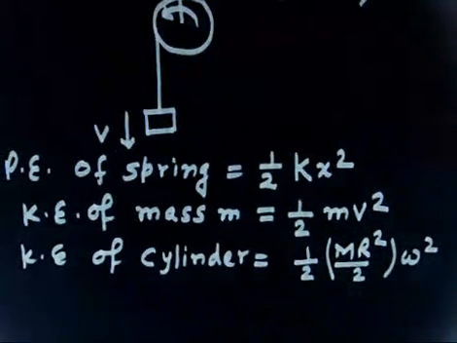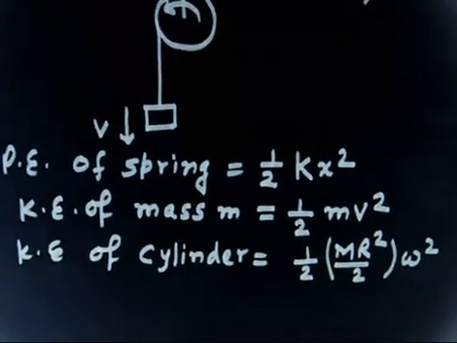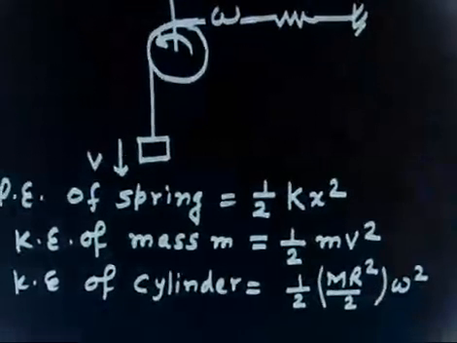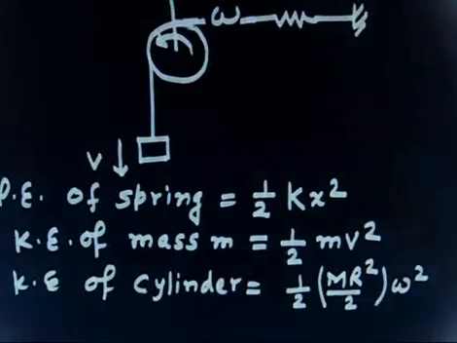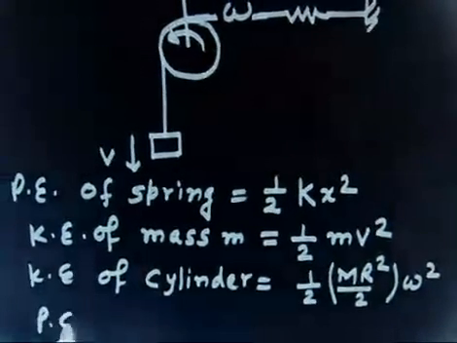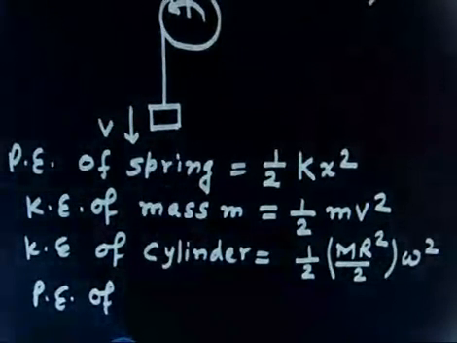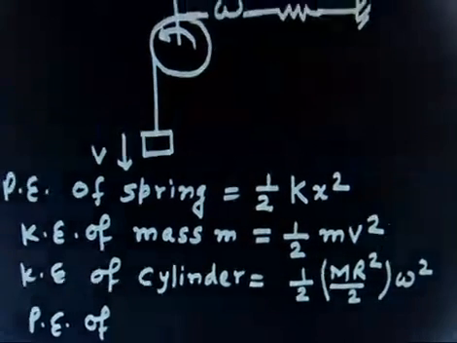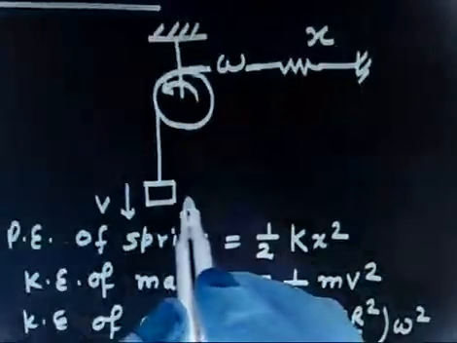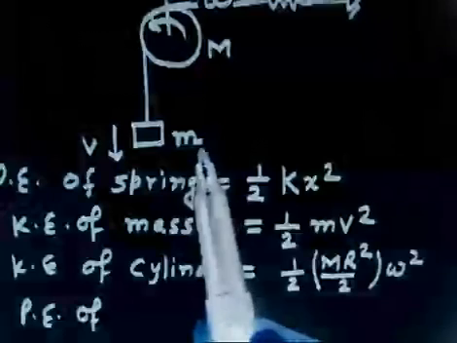Do we have to write any other energy? Let us think. Do we have any other energy? Can we have potential energy of mass m? This is the mass capital M, I think. The lower one is the bigger mass, capital M. No, this is just small m. So I have to write capital M, this is small m. This is capital M. So do we have potential energy of this mass?